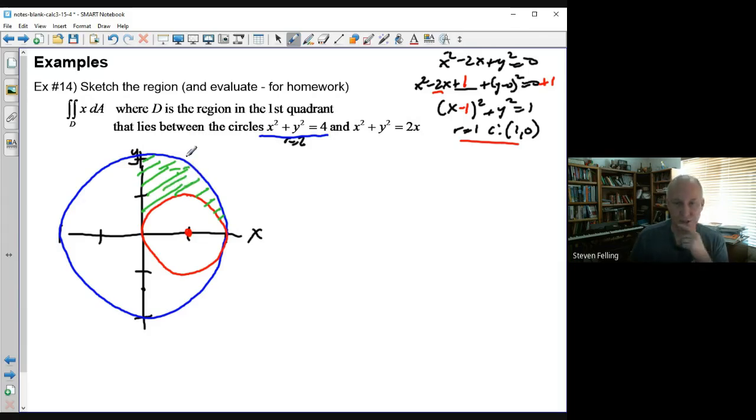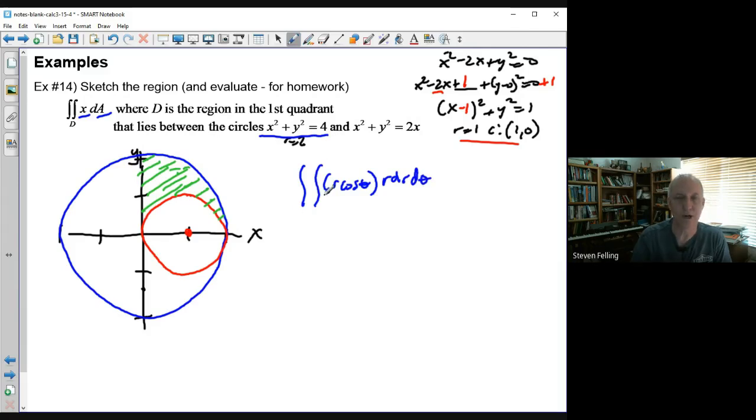So that's the sketch. And now we'll set up an integral. So we are going to use polar. We have circular elements here. So to do that, first of all, we're going to take this x here and replace it with r cosine theta. And the dA is going to be r dr d theta.